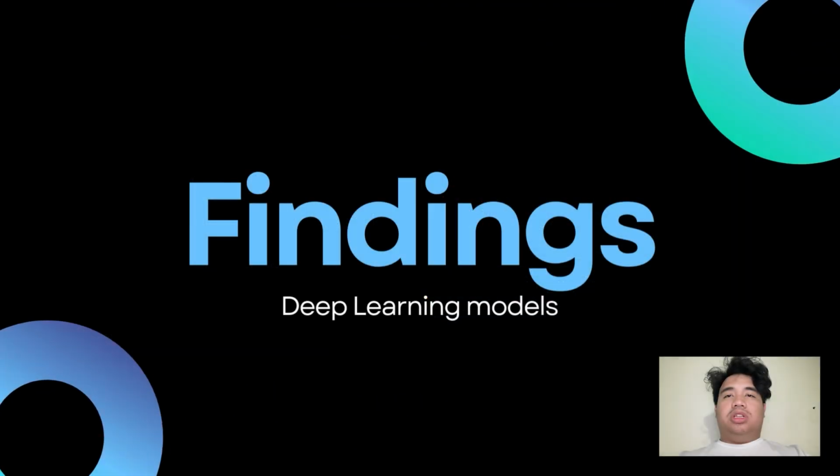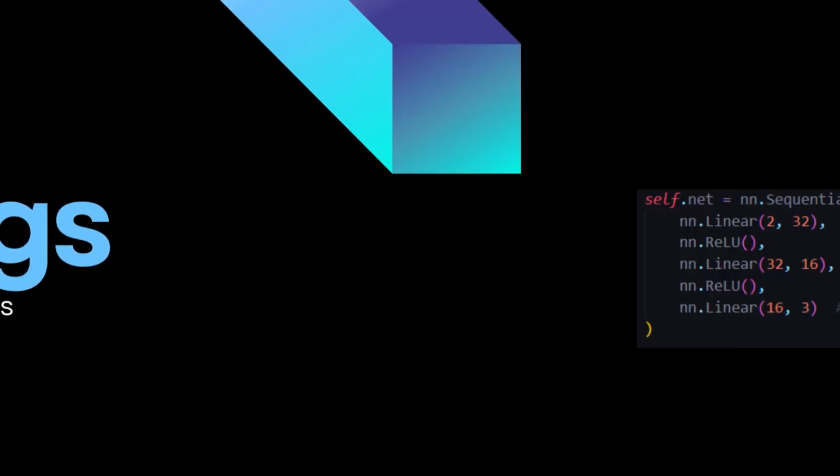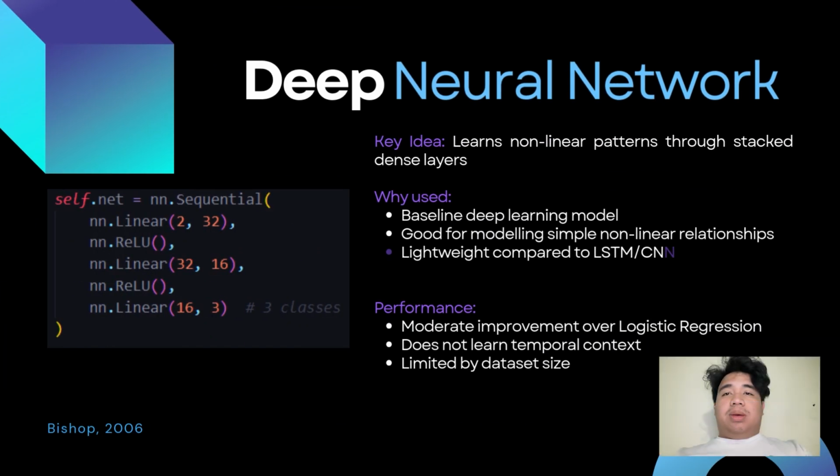In addition to traditional ML, we implemented three deep learning models: a deep neural network, a long short-term memory model, and a 1D convolutional neural network. The LSTM and CNN models use 7-day sequences, allowing them to capture weekly behavioral patterns. The DNN captures nonlinear boundaries but doesn't consider time. Its performance is moderate, better than logistic regression, but not as strong as XGBoost.